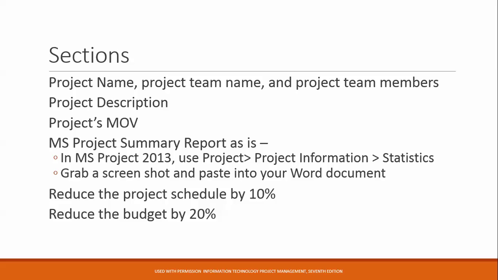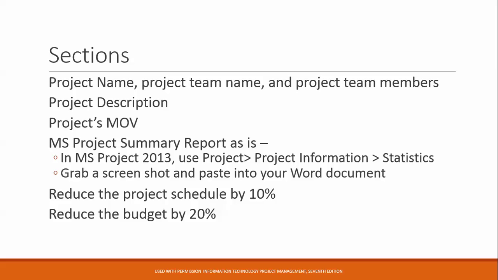So the sections you're going to include, those first 3 sections, should be pretty familiar to you by now. Your project name, team members, your project description, again the full description, and your project's MOV, again the full MOV. Your summary report. Now this is interesting. What we're doing is we're asking you to produce a summary report, reduce your schedule by 10%, reduce your budget by 20%, and then take another summary picture.